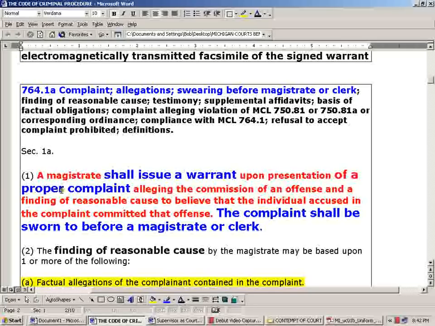Now, the court administrator shall issue a warrant upon presentation of a proper complaint, because you can do a complaint alleging the commission of offense and finding of reasonable cause to believe the individual accused in the complaint committed the offense. So you could go to the penal code of your state and say, okay, they're doing this, and pull it out of the penal code and put yourself together a complaint. Some evidence, probable cause, boom, they got to issue a warrant.